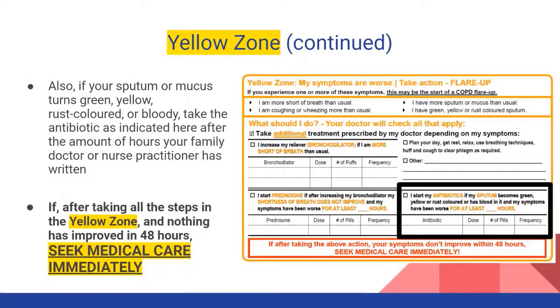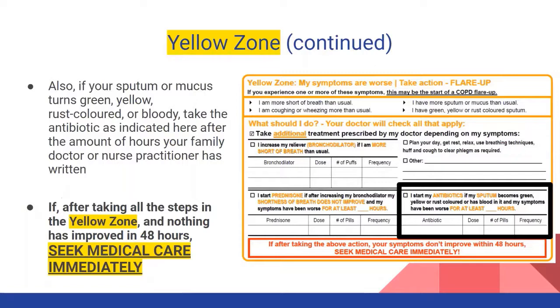Also, if your sputum or mucus turns green, yellow, rust-colored, or bloody, take the antibiotic as indicated here or as indicated on the prescription after waiting the specified number of hours indicated by your family doctor or nurse practitioner. Again, this is usually 24 to 48 hours after the onset of symptoms. Like prednisone, your antibiotics require a prescription from your family doctor or nurse practitioner.